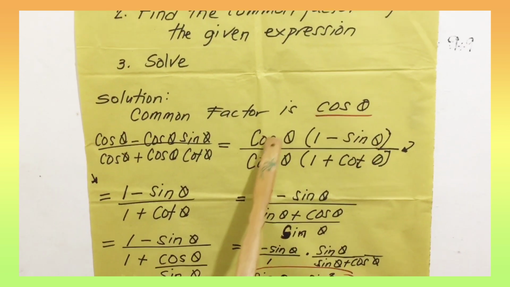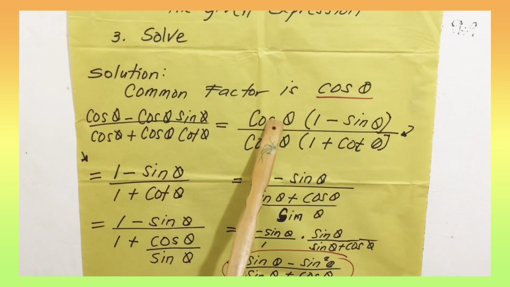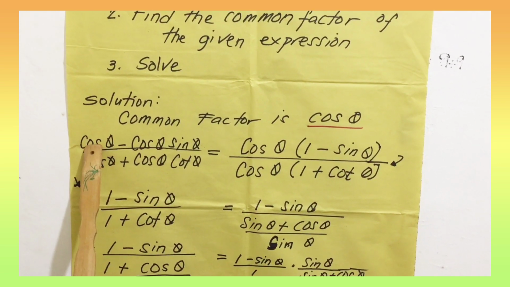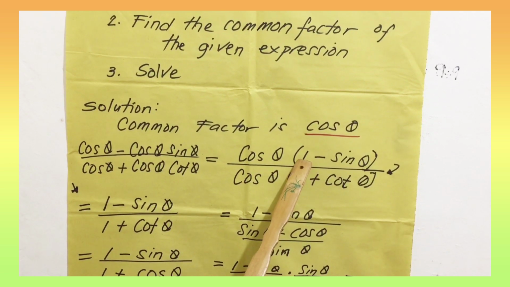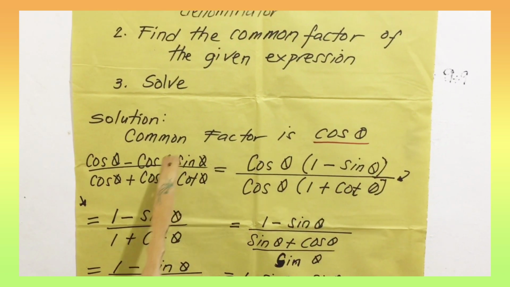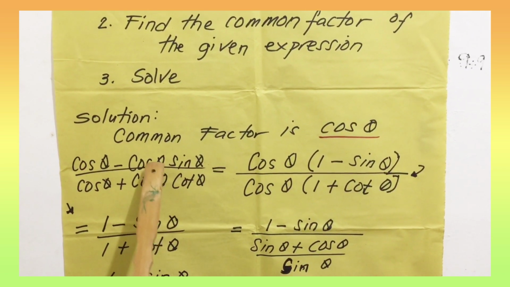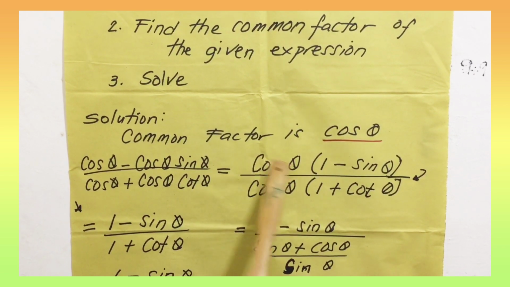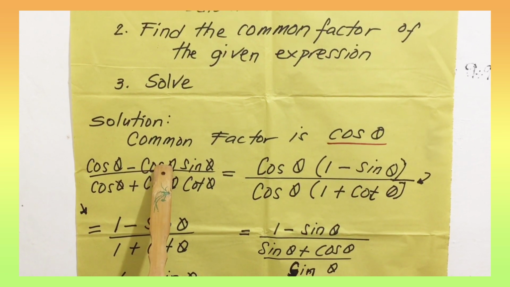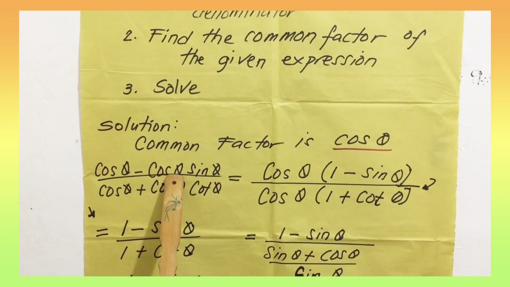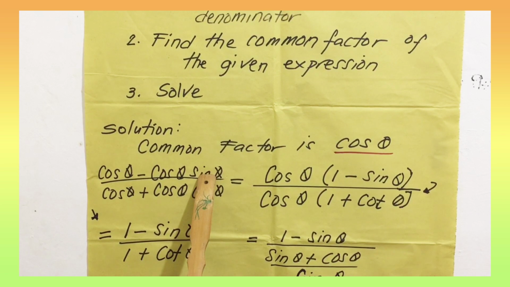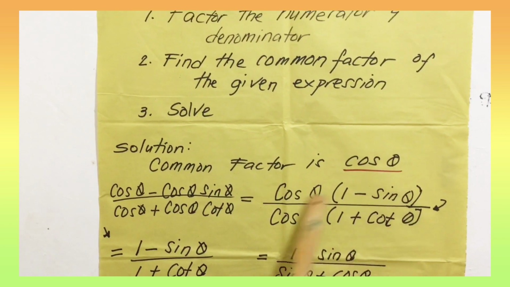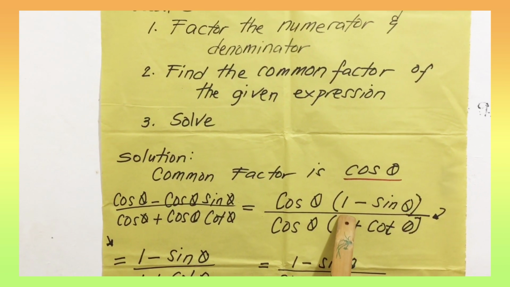Now, after knowing the common factor, cos theta, we're going to divide. Cos theta divided by cos theta is equal to 1, and we write the parentheses. Then this term, cos theta sine theta, we divide by cos theta. Cos theta divided by cos theta cancels, becomes 1. Then the remaining is sine theta, so we write minus sine theta. This will be our answer for the factor of the numerator.